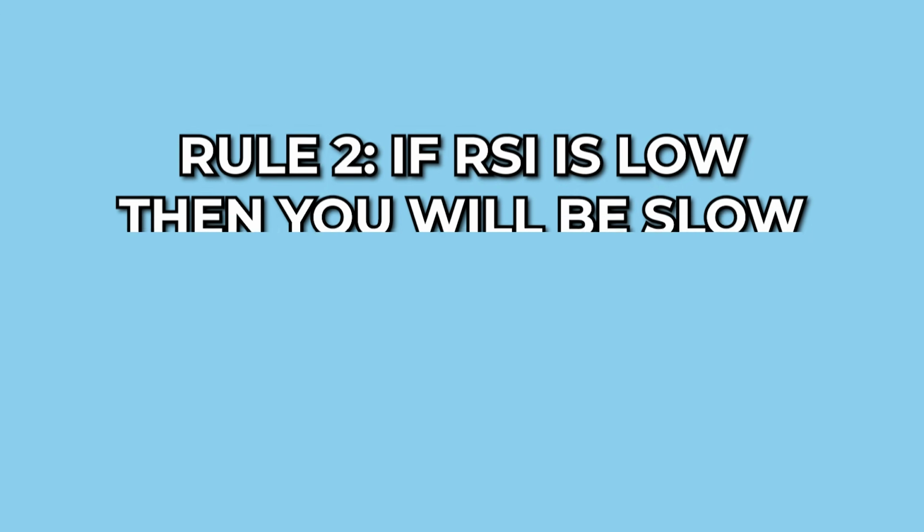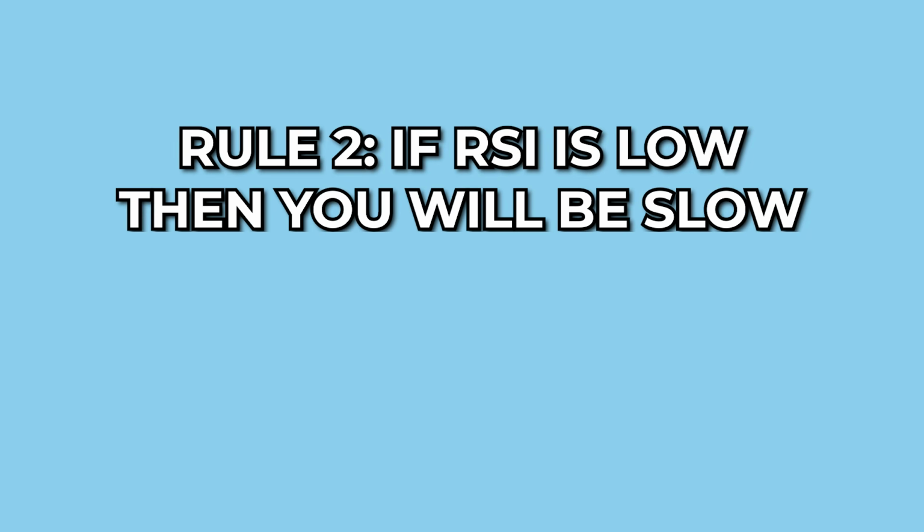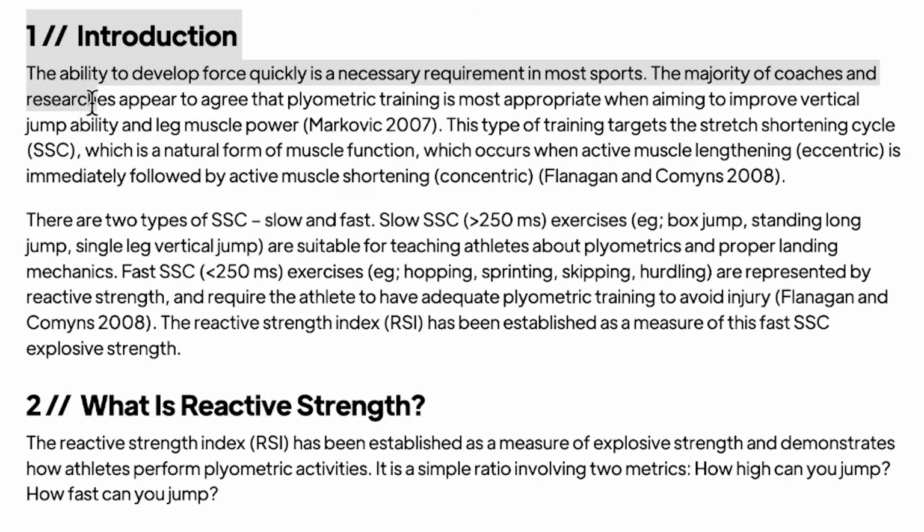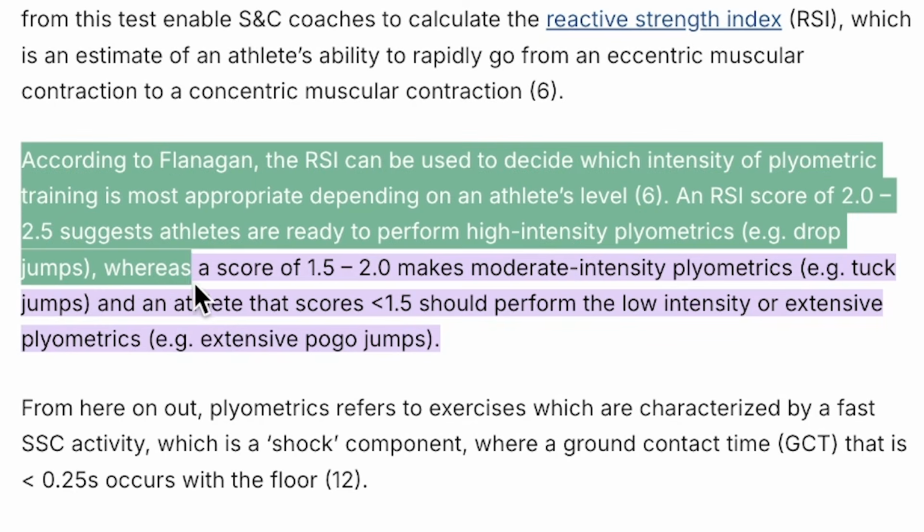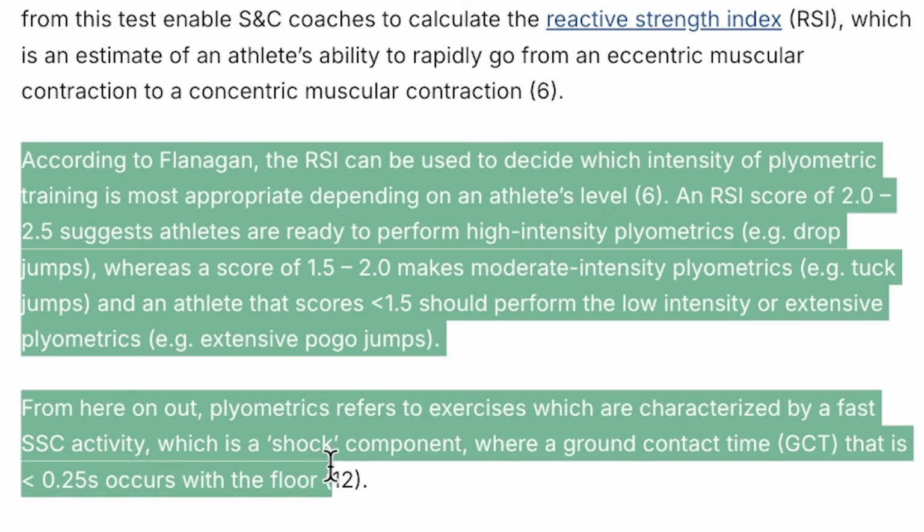Rule number 2, if your RSI is low, then you will be slow. Research shows that your RSI score needs to be 2.5 or higher so you can handle high intensity plyometrics and so your ground contact times can be fast enough for good sprint times.